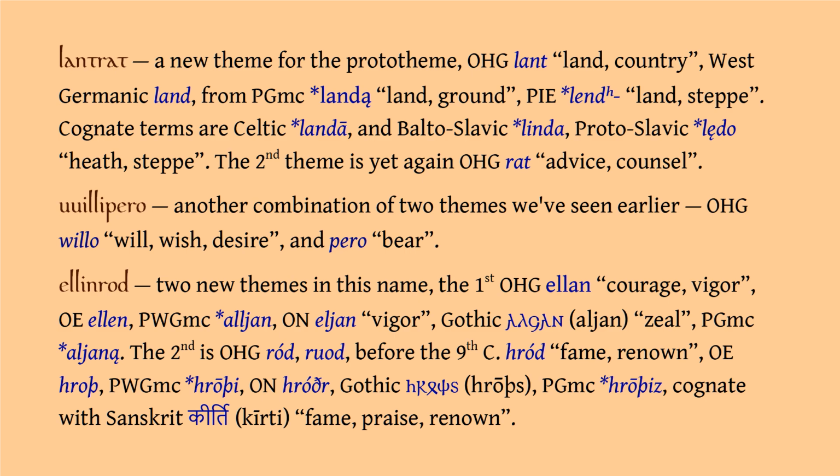Willipero, another combination of two themes we've seen earlier, Old High German willo, will, wish, desire, and pero, bear. Erlenrod, two new themes in this name. The first, Old High German Erlen, courage, vigour, Old English Erlen, Proto-West Germanic Aljan, Old Norse Eljan, vigour, Gothic Aljan, zeal, Proto-Germanic Aljana. The second is Old High German Rod, before the 9th century, Hrod, fame, renown, Old English Hroth, Proto-West Germanic Hrothi, Old Norse Hrotha, Gothic Hroths, Proto-Germanic Hrothis, cognate with Sanskrit Kirti, fame, praise, renown.